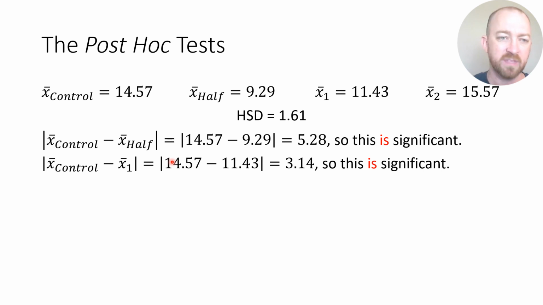All right, let's do the same thing for the next comparison, the control group to the 1 ounce group. 14.57 minus 11.43 is a difference of 3.14 days. Again, 3.14 is bigger than 1.61, so that is a significant difference. In other words, I can now say the 1 ounce group also grew significantly faster than the control group.